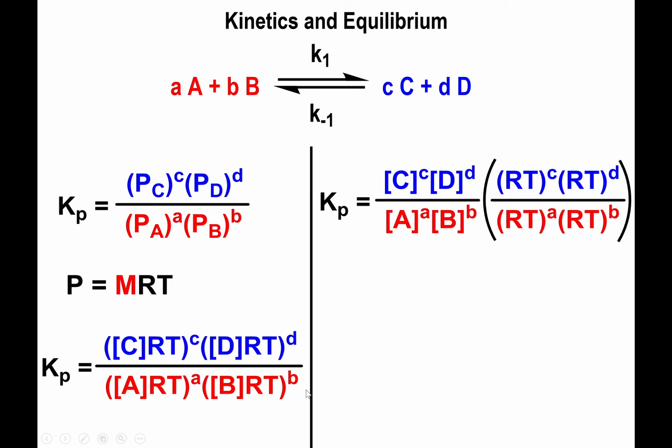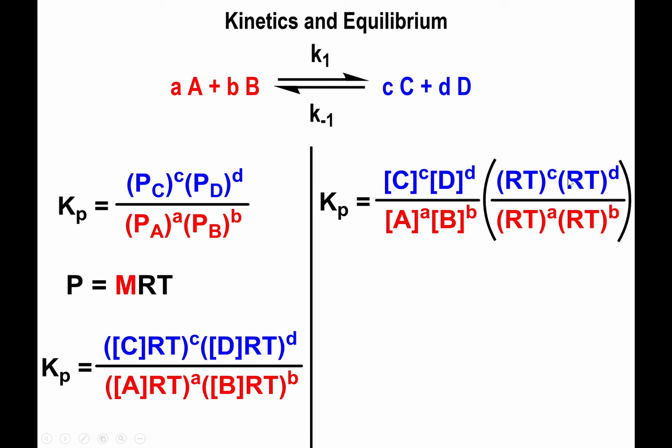So you could actually factor out the RT terms, and what you're going to end up with is the typical concentration expression for the equilibrium constant: concentration of C to its coefficient times the concentration of D to its coefficient, divided by the concentration of A to its coefficient times the concentration of B to its coefficient. So technically speaking, what you have here on the left side of this expression is the Kc equilibrium constant expression. But that's being multiplied by RT to the power of C times RT to the power of D, divided by RT to the power of A times RT to the power of B.